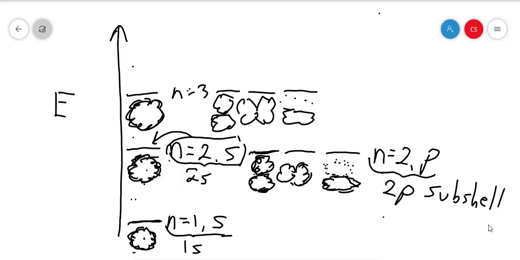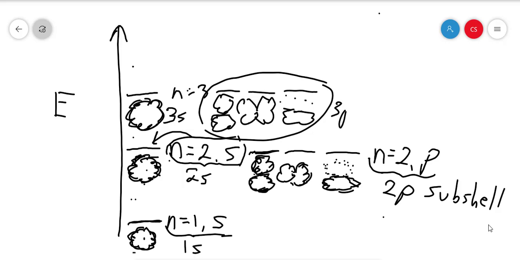Okay, so this one over here would be the 3s orbital. All of these together would be the 3p orbitals, or the 3p subshell.